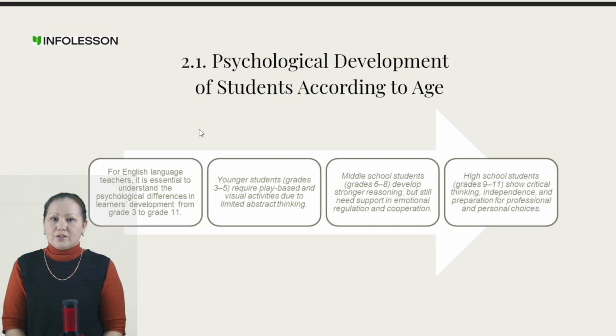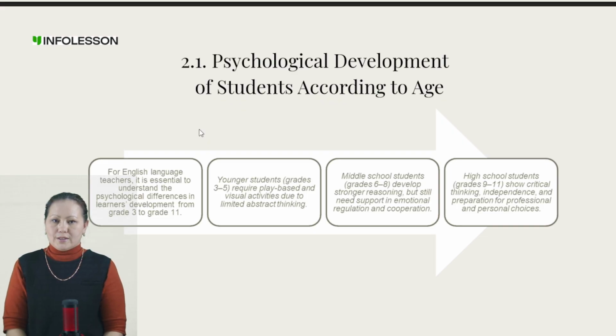At this stage, children are characterized by vivid imagination, curiosity, and emotional responsiveness. Their thinking is mostly concrete and they learn effectively through play, repetition, and imitation. Language lessons should therefore include songs, rhymes, storytelling, visual aids, and role-play activities. The teacher's emotional expression, tone, and encouragement have a strong impact on the child's willingness to participate.